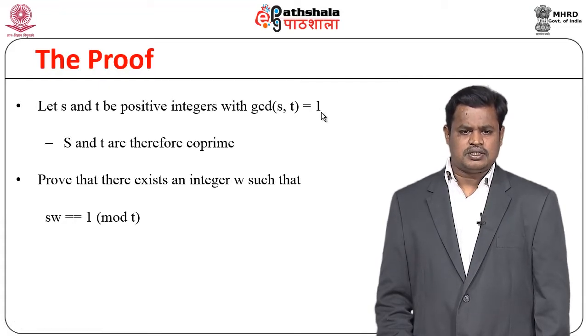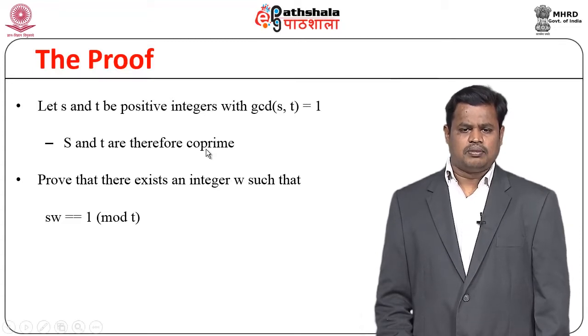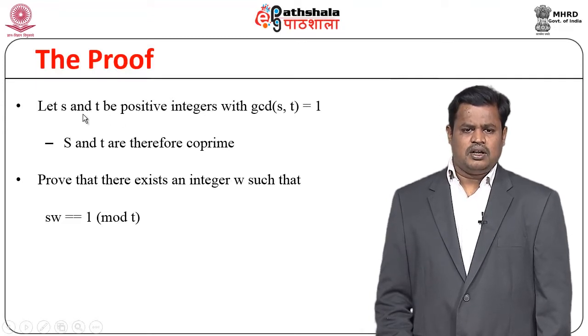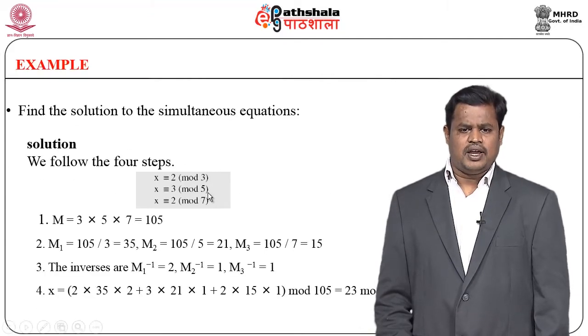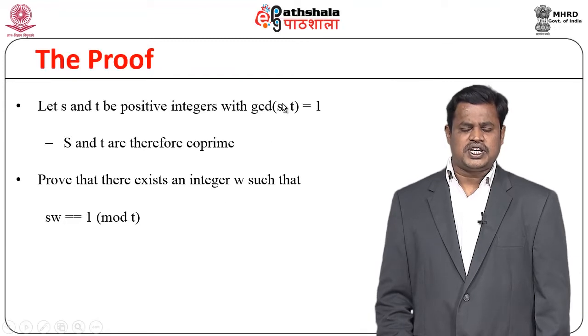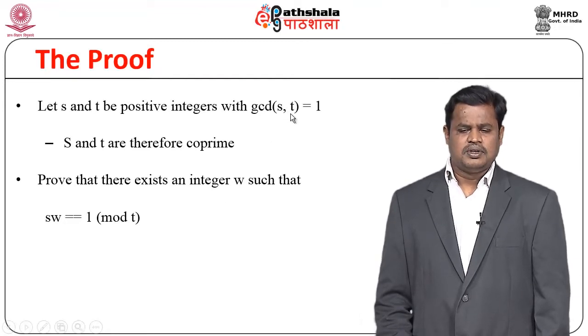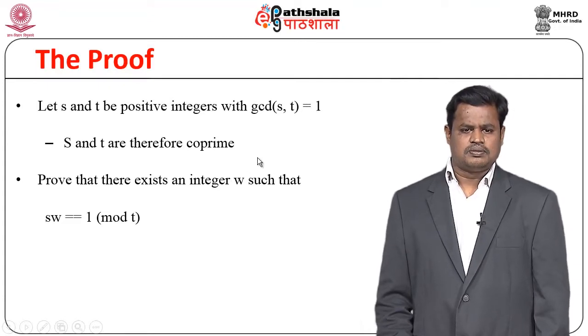What that means here is, as I mentioned, s and t are co-prime, that is, relatively prime. When I take the first values, for example 3 and 5 or 5 and 7, I try to find the GCD of 3 and 5 or 5 and 7. Let us take s equal to 3 and t equal to 5. Similarly, if I take s equal to 5 and t equal to 7, then I should get 1, and then I say they are co-prime.